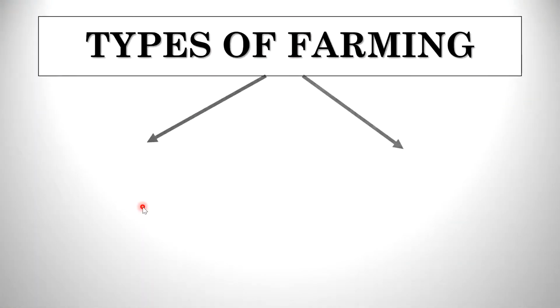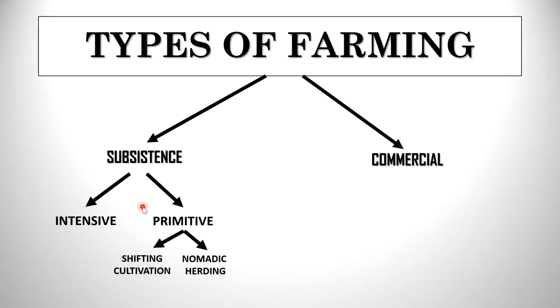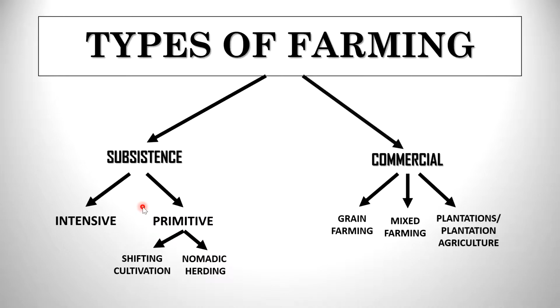Basically, there are two types of farming, which are subsistence farming and commercial farming. Subsistence farming is further divided into intensive and primitive. Primitive is further divided into shifting cultivation and nomadic herding. When we come to commercial farming, there are three types: first is grain farming, second is mixed farming, and third is plantations, or we can also say plantation agriculture.